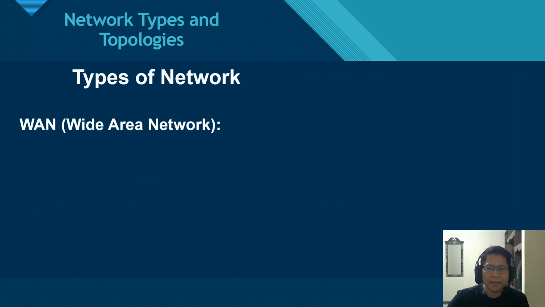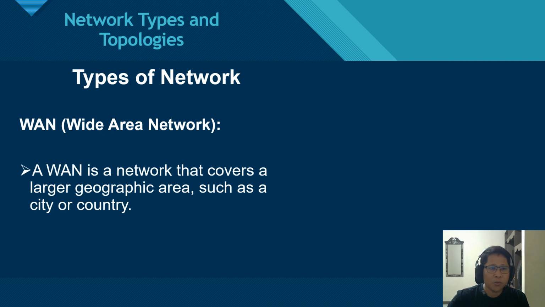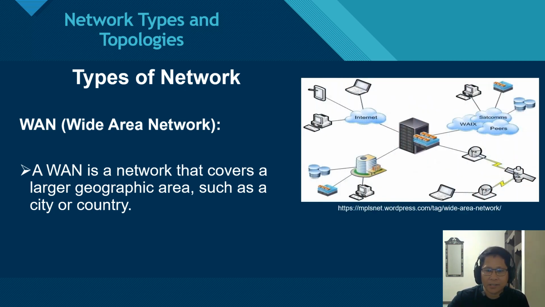Next is the wide area network. A WAN is a network that covers a larger geographic area, such as a city or a country. Now this is an example of a WAN, or wide area network connection. As you can see here, this is our example. WANs typically use leased lines, satellite links, or the internet to connect devices to the network.